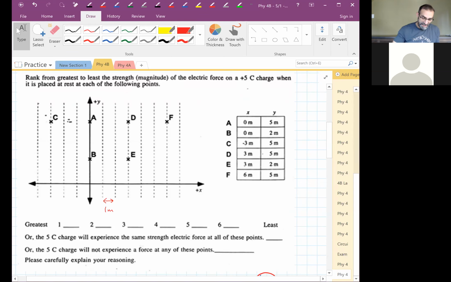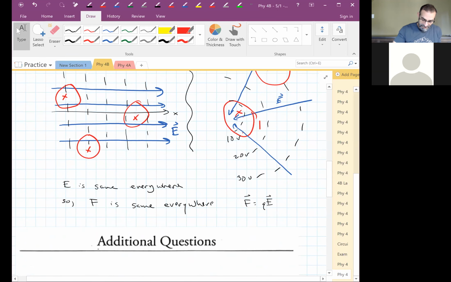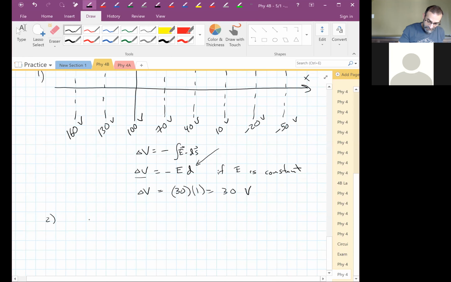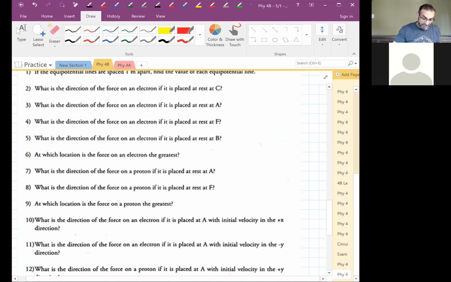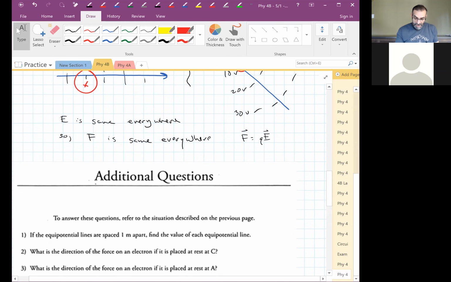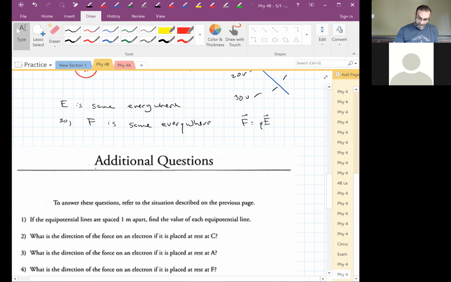Okay, an electron, the electric field points to the right. So an electron would go the opposite direction, to the left. All right. What's the direction of the force on an electron placed at A? To the left, right? What is it, the force on an electron placed at any location?